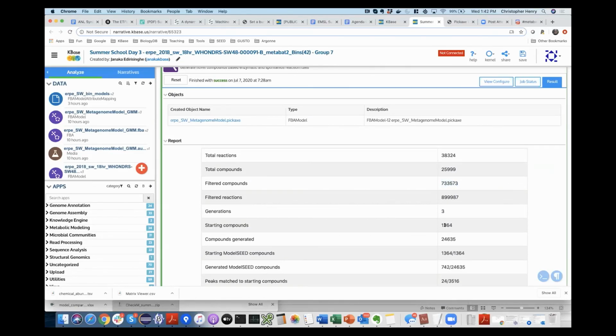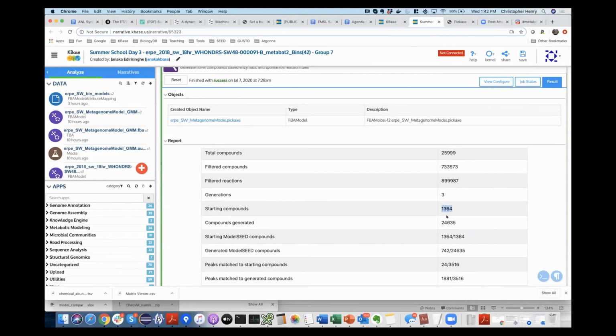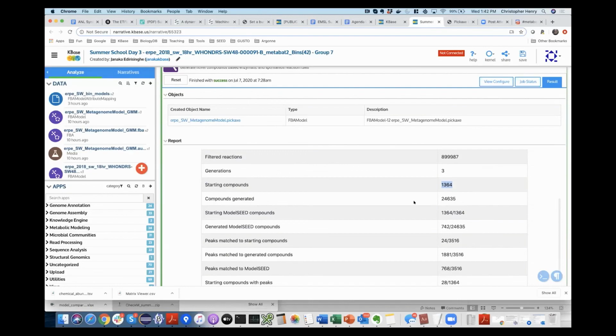And then the number of generations, the starting compounds in my model was 1,364 with structures. It will only include compounds with structures. So if you give me a model that has no structures in it, if you don't put structures in your SBML file and you upload that model in KBase and you run it, it is not going to work very well. You have to give me structures. If you build a model in KBase, it automatically has structures because it's tied to our database.